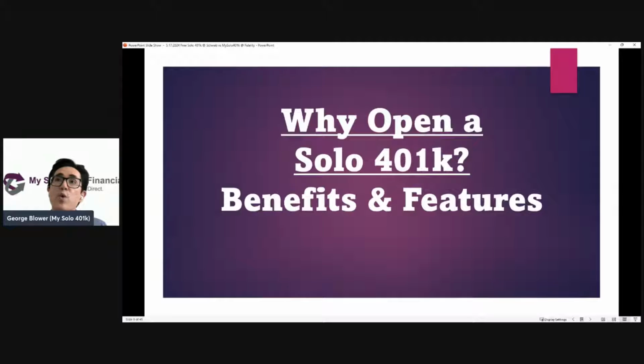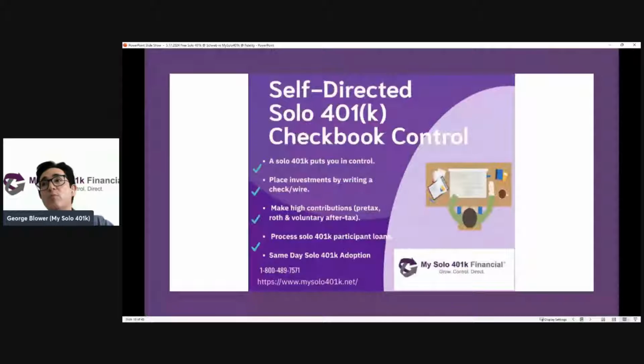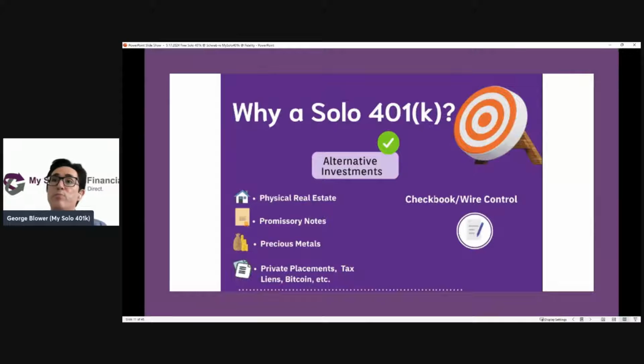So why do folks want to open a solo 401k with us? Well, it comes down to the benefits, the features, the service, right? With our plan, you have maximum control, maximum options in terms of what type of contributions you want to make, right? Whether it's pre-tax, Roth, or mega backdoor Roth, what type of investments you want to make, whether it's traditional brokerage type investments or alternative investments like real estate, et cetera, or if you want to take a loan, and just having that expert full compliance support for the plan.